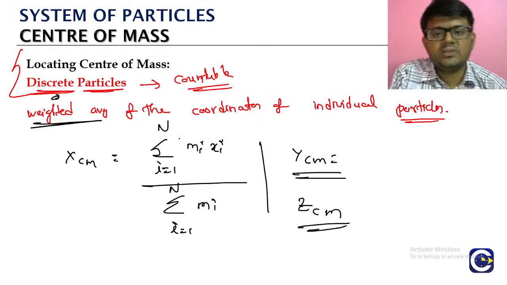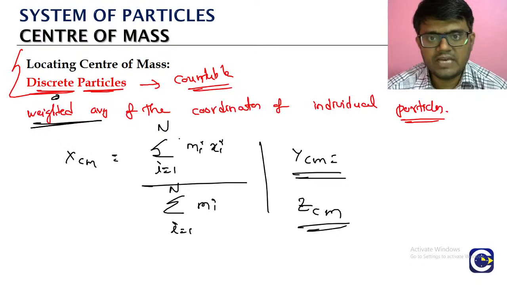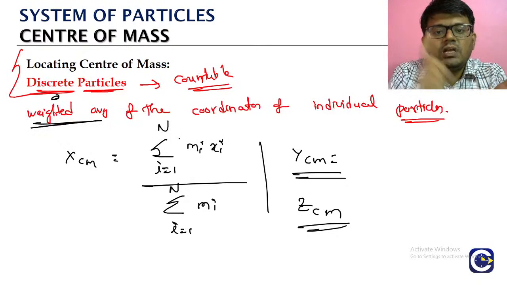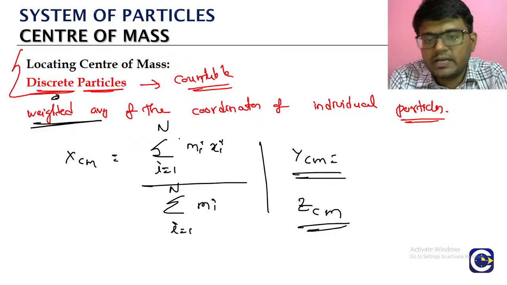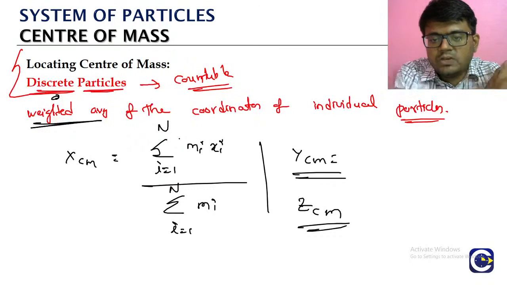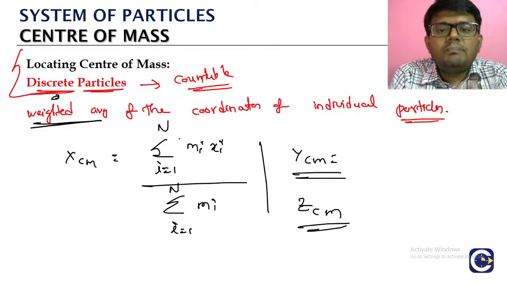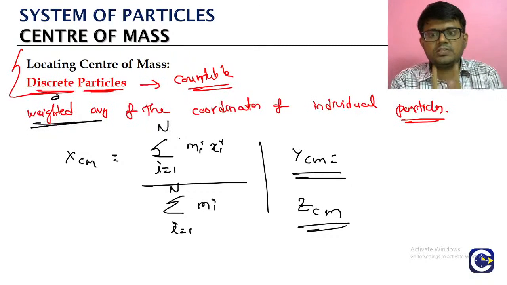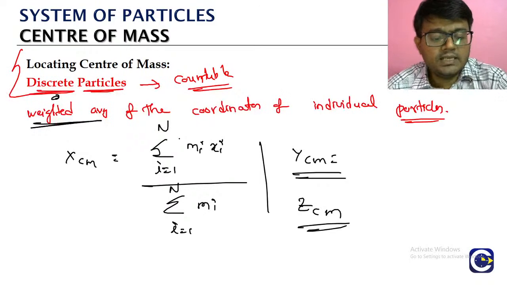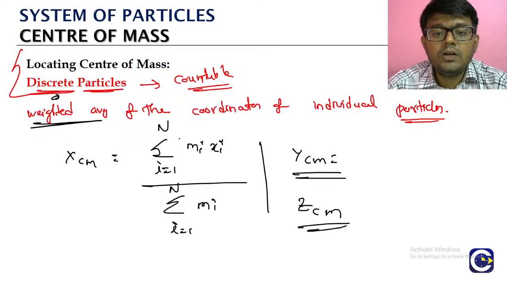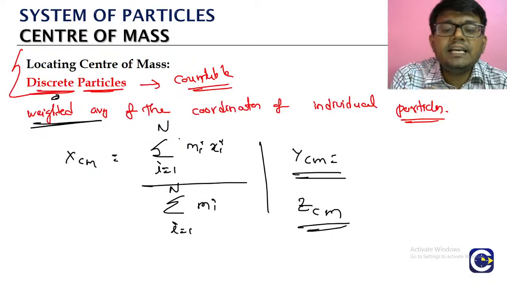But what is it actually? Whatever the number of particles we have, for all of them we multiply the mass with the respective coordinate and add all of it; that is the numerator. Denominator: total mass of all the particles in the system. Okay, so this is how we are going to find the center of mass location for discrete particles.